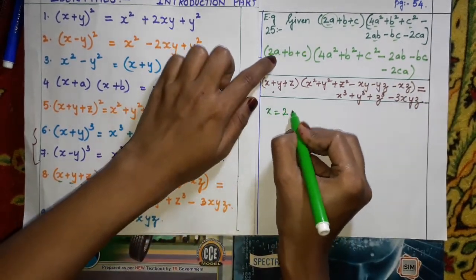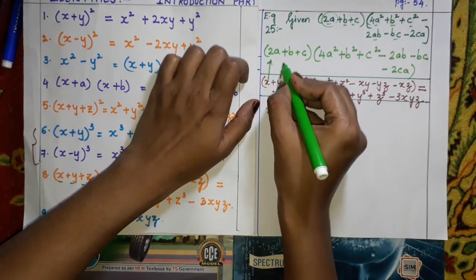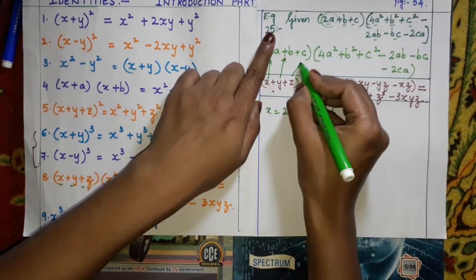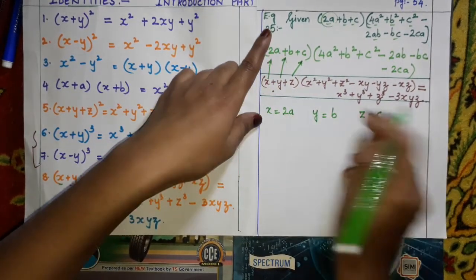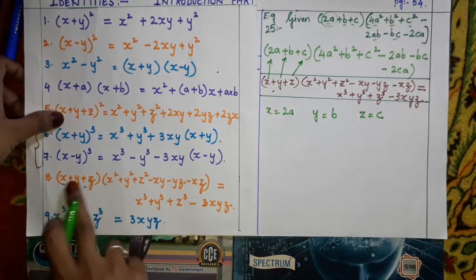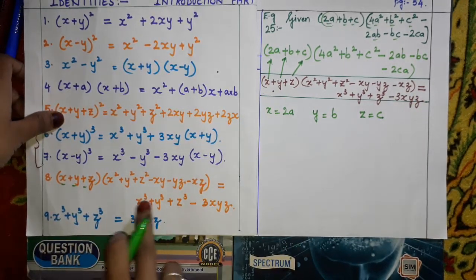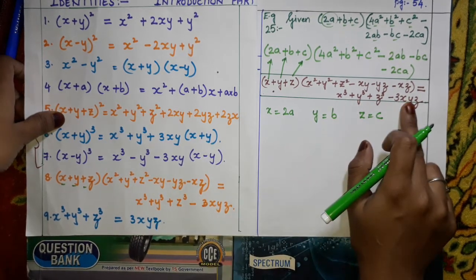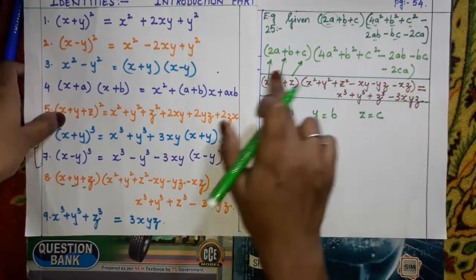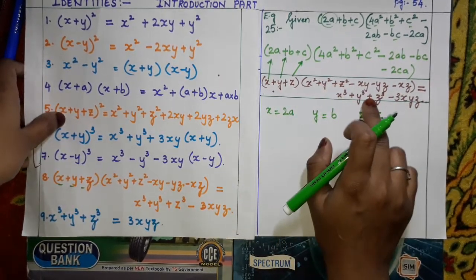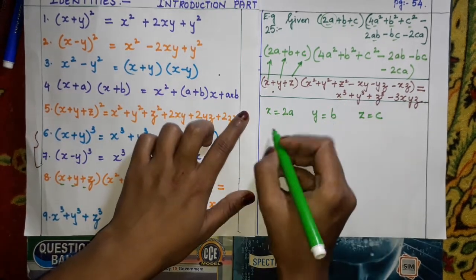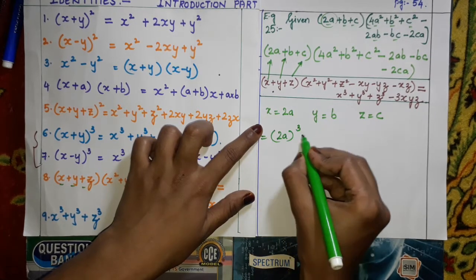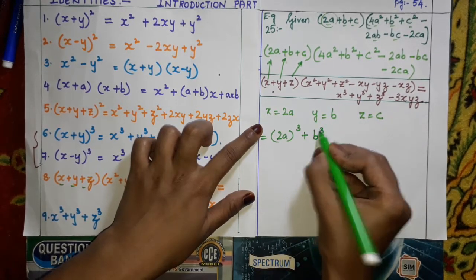Now what is our x? X is nothing but 2a. What is y? Y is nothing but b. What is z? Z is nothing but c. They have given in this form. See here, this is the identity. What is the solution of that? X cube plus y cube plus z cube minus 3xyz. So the same thing I have written here. We have to convert into this form. So first is x cube, which is 2a whole cube, plus y cube. Y is nothing but b, so b cube.